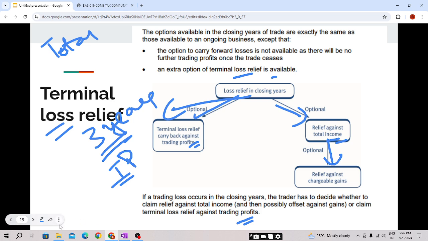Please do keep in mind, many students will go wrong here. They will take total income here also. No students, it is only trading profit. It is only trading profit.